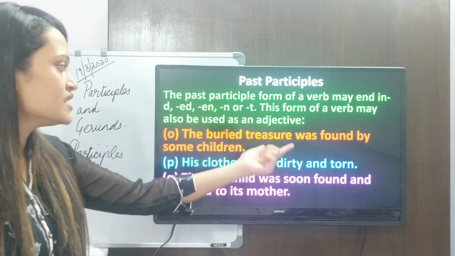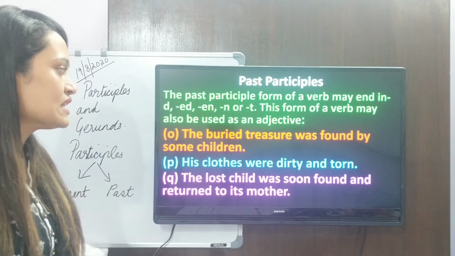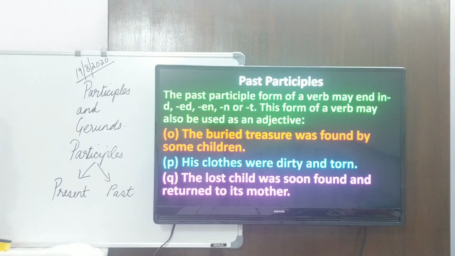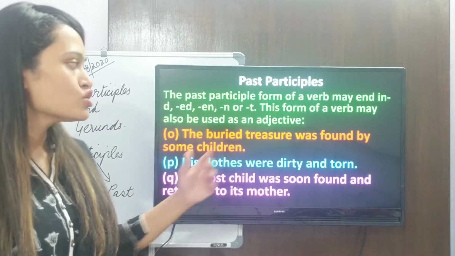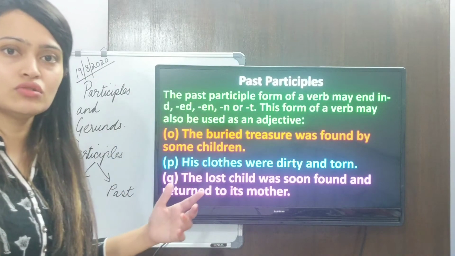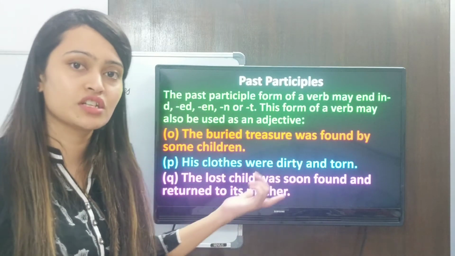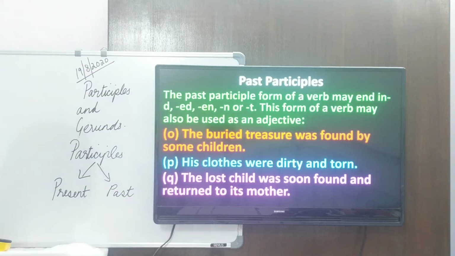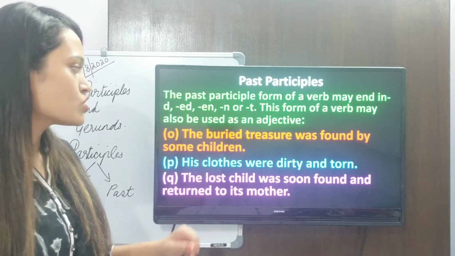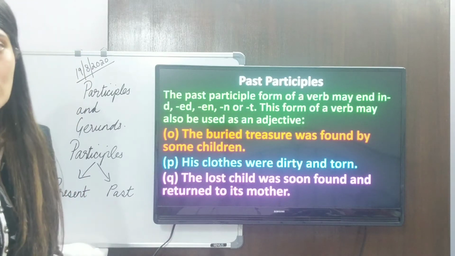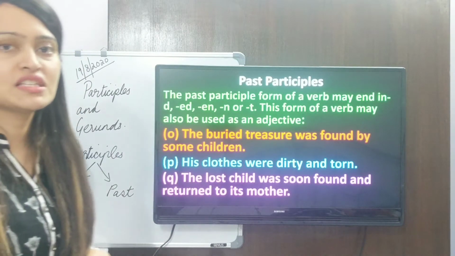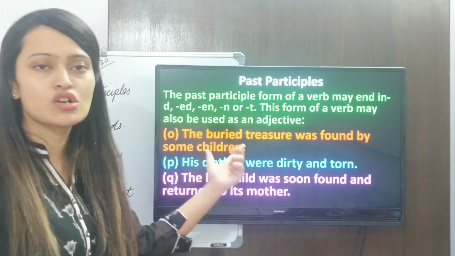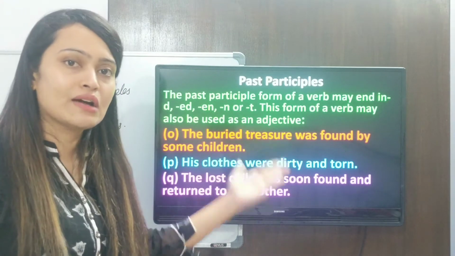His clothes were dirty and torn. So basically torn and dirty are qualifying the noun clothes. By torn we mean the action of tearing, it is a verb, but over here it is used as an adjective to qualify clothes. Then: The lost child was soon found and returned to its mother. Over here, lost is used as an adjective, and it is telling about the noun child.